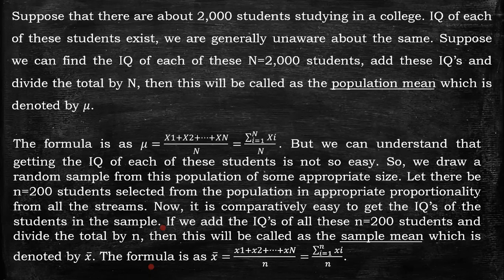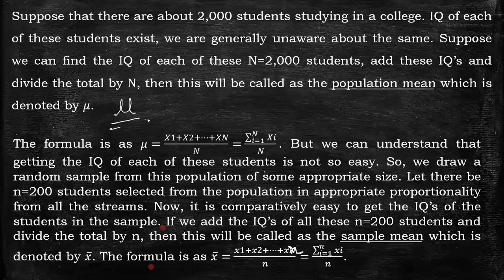If we add the IQs of all these 200 students in the sample and divide, that will be called the sample mean, which is denoted by X bar. Remember, X bar is for the sample, so there should be small n number of observations here. So this is the basic difference.